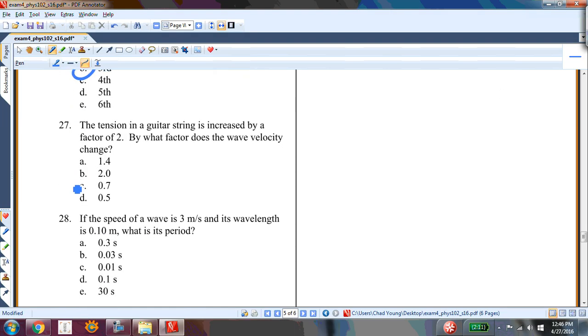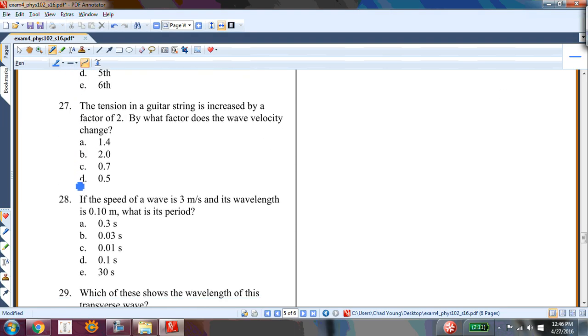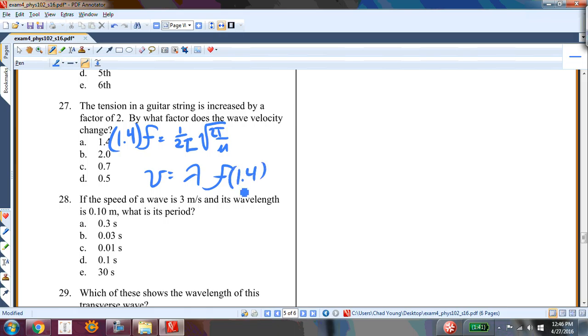The tension in a guitar string is increased by a factor of 2. By what factor does the wave velocity change? All right, so this was straight from the concept test, but I have 1 over 2L square root of T over mu. If I increase this by a factor of 2, I increase this by a factor of root 2, or 1.4. And then also V is equal to lambda times the frequency. If I increase this by 1.4, I increase this by 1.4. So A is the right answer for 27.